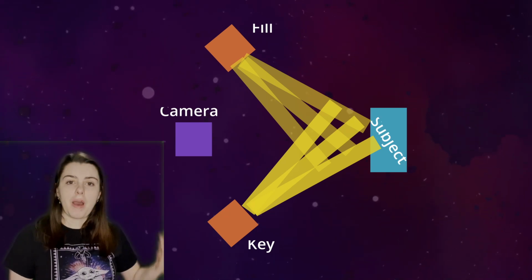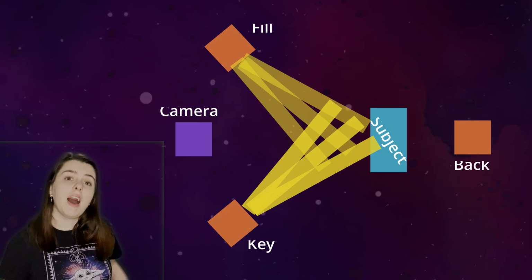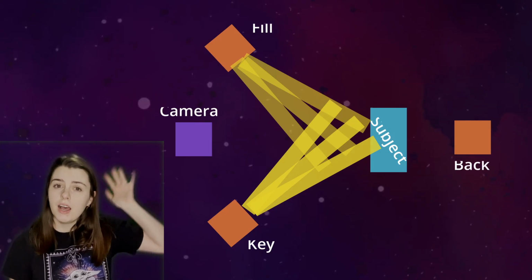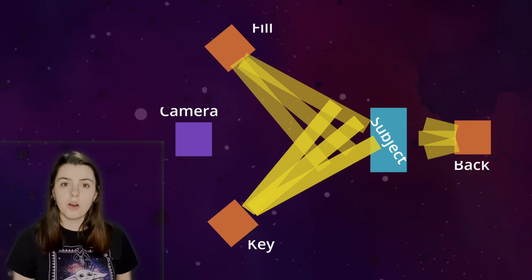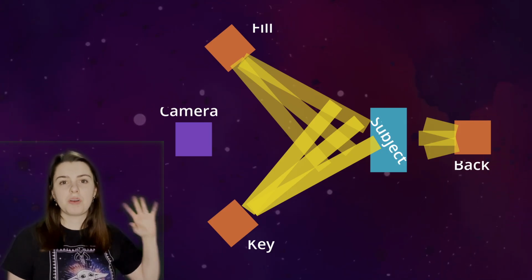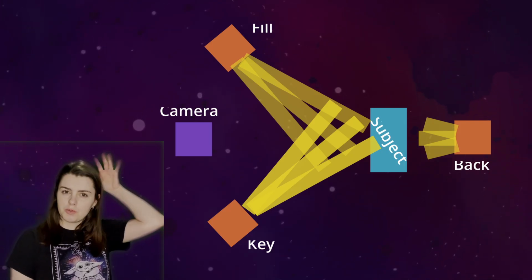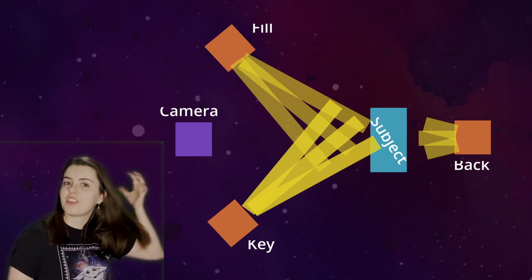And then you have your backlight or your hair light. This is usually behind and sometimes a little bit above your subject. What this does is create a halo around the subject, which separates them from the background. That's why sometimes we call it the hair light, because it'll catch on their hair.